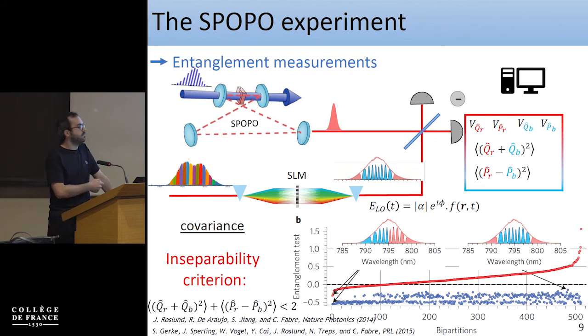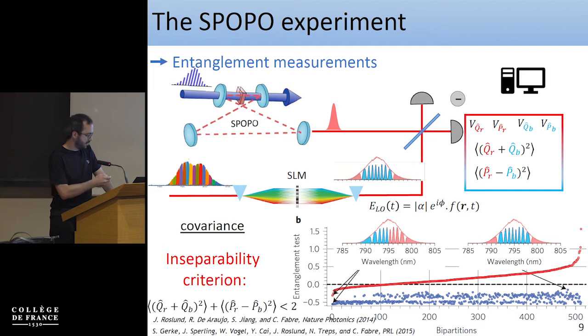Here I show you an example for just one bipartition, but we can do the same for all the bipartitions of our spectrum, and it gives us this graph. In abscissa, you have the number of the bipartition, and you have two dotted curves. The blue is for the inseparability criterion, and the red is for the EPR criterion. We rescale the y scale so that the threshold is 0. So if we are below 0, it's good. If we are above 0, we are not EPR or not inseparable.